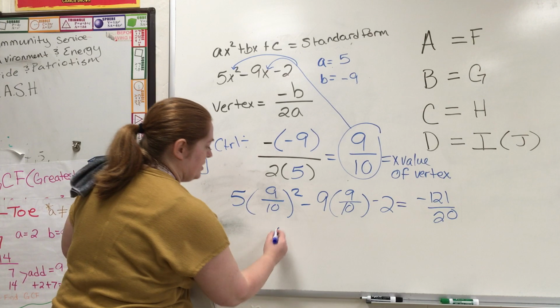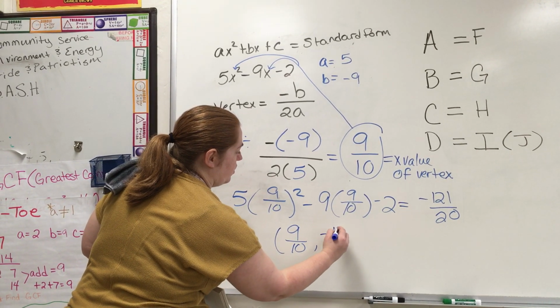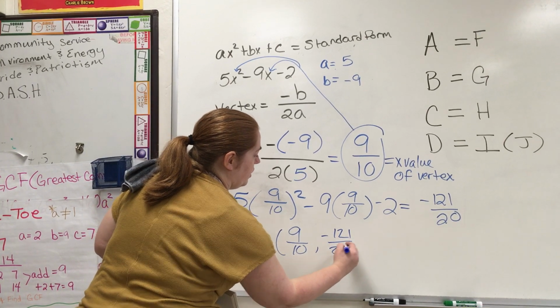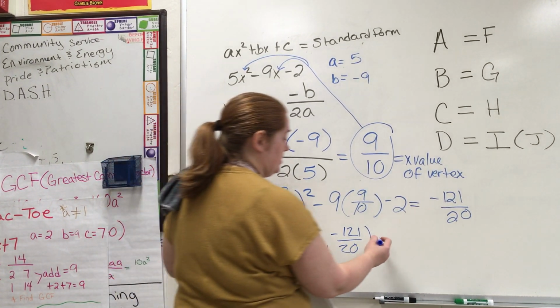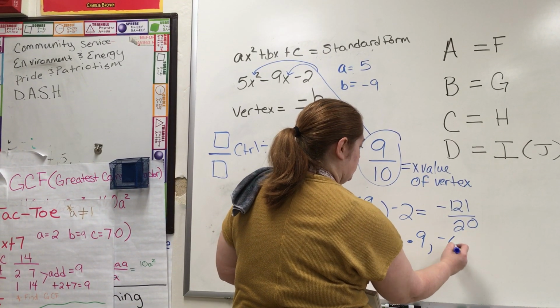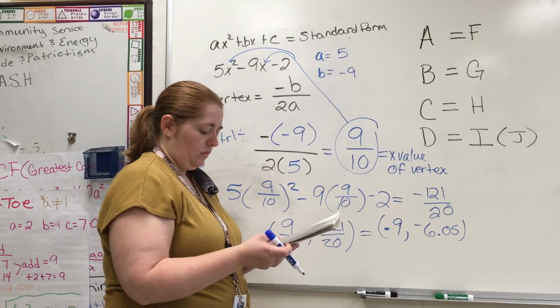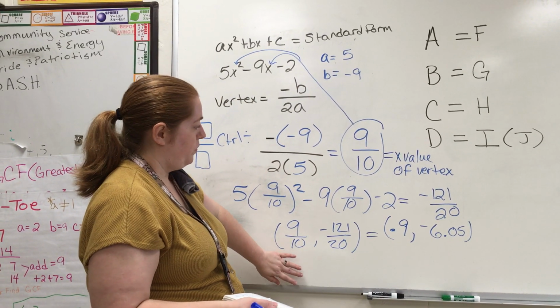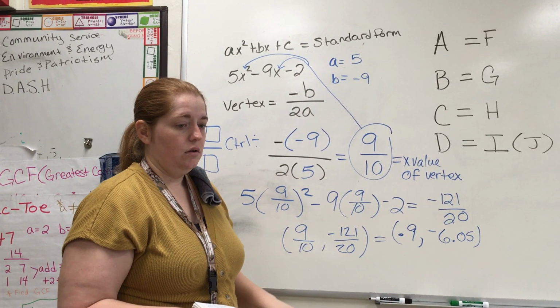So my vertex is at 9/10, comma, negative 121 over 20. Some of y'all don't like dealing with fractions. You can convert these to decimals. Doesn't bother me. That's 0.9, comma, negative 6.05. That is my vertex. Okay? So, once you have done that, you have found the vertex.